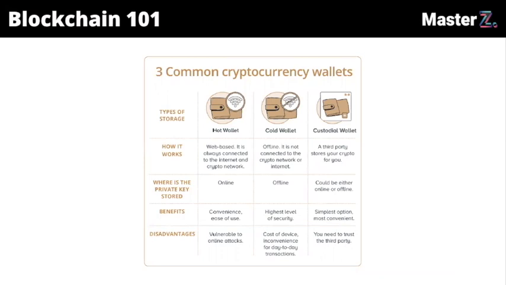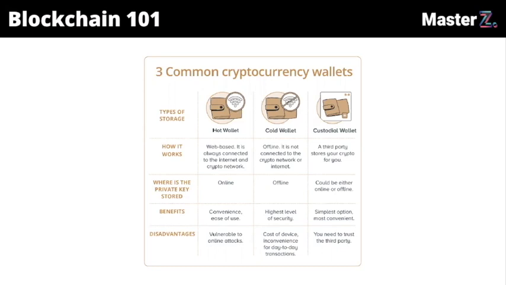So typically there are 3 common cryptocurrency wallets. The main differences are 2: custodial and non-custodial. About non-custodial wallets, you can find hot wallets and cold wallets. Non-custodial wallets are the wallets where you store your private key, as we said, and you have the responsibility for your wallet. If you lose your private key, you're gonna lose your wallet.